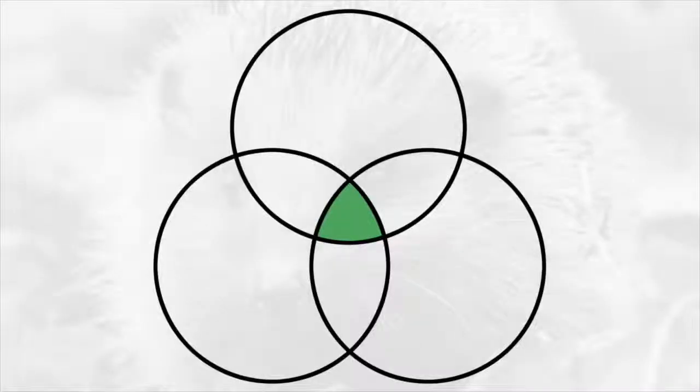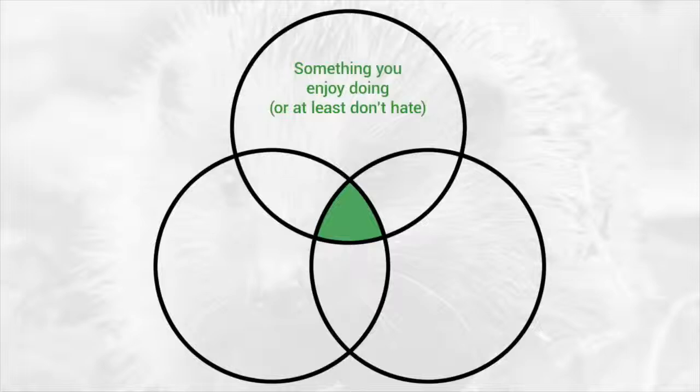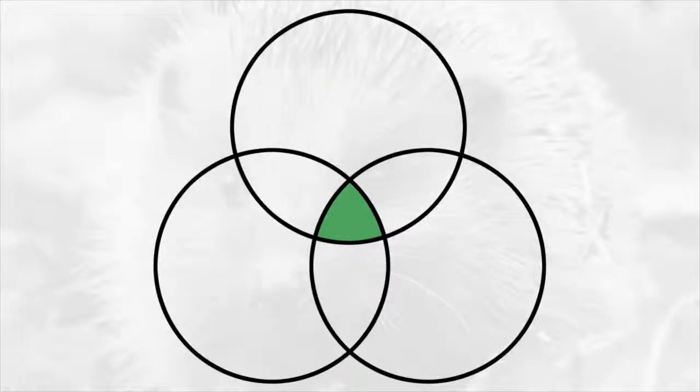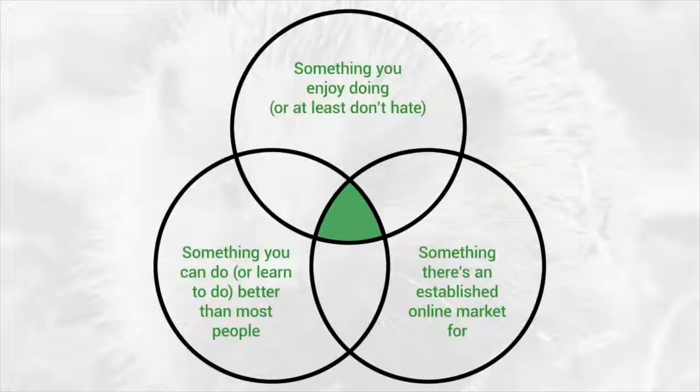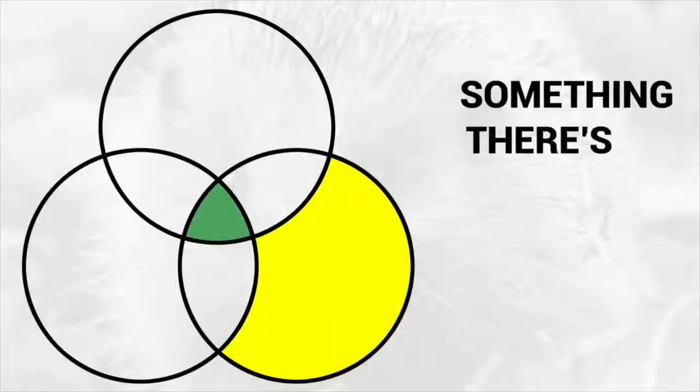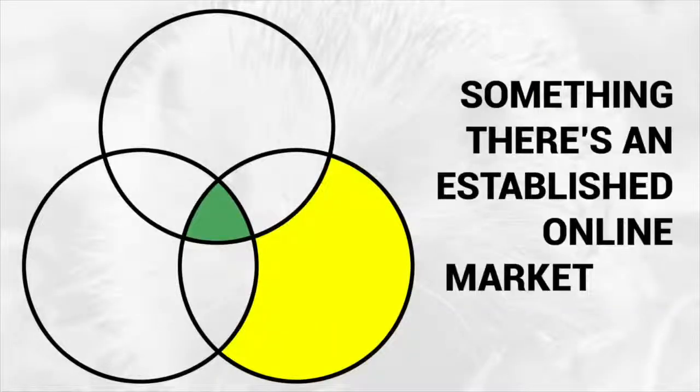The way to visualize the 3 steps of the Hedgehog method is like so. 3 interconnected circles. Each of these circles represents a criteria that your chosen skill should meet. If it meets all 3, as represented by that green triangle in the middle there, well then you've got yourself a contender. So the first circle we're going to talk about, the first criteria, is something there's an established online market for. Show me the money.